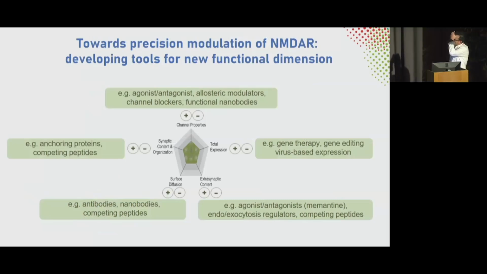it's also really important that we try to develop tools to manipulate these different domains of the NMDA receptor, by developing a peptide to control, for example, the synaptic content of the receptor, and nanobodies to interfere with surface diffusion. We also studied the classical antagonists of the NMDA receptor to see if these classical antagonists can also have an impact on different profiles of the receptor.